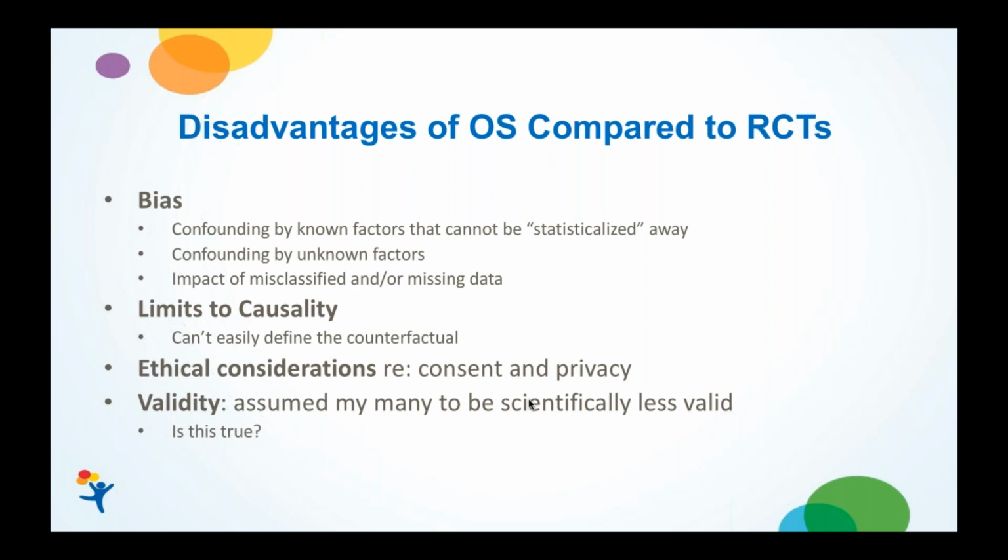And then the limits to causality, which is the way that they talk about it in these articles, is that you can't easily define the counterfactual. So in an RCT, you're basically making the assumption that group A and group B are identical except for the one thing that you're changing. And so one is the counterfactual to the other. But in an observational study, you can't make that assumption. And so you actually don't really know what the counterfactual is, because you don't know what all of the variables that are different between the groups are.